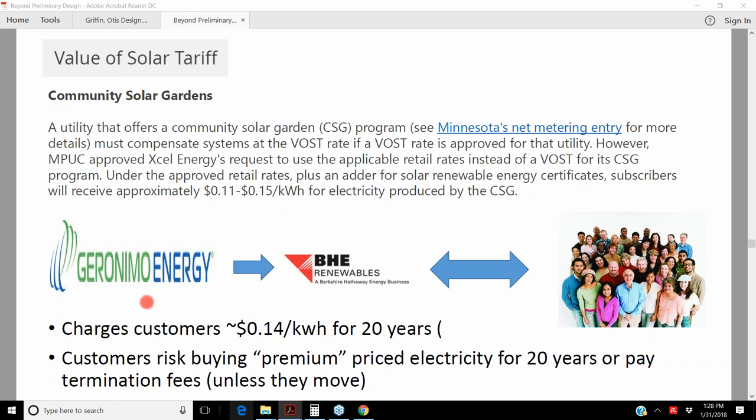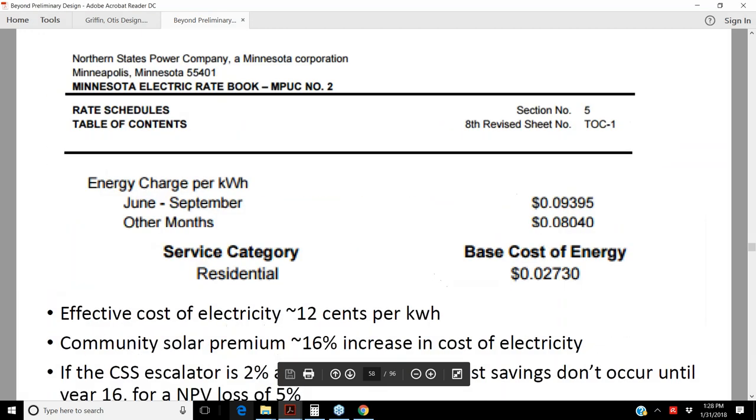What these projects are doing is, we see from the SunShare program and from the Geronimo Energy program, that these projects are charging customers about 14 cents a kilowatt hour for 20 to 25 years, or maybe it's 13 cents with an adder each year. What's the price of energy in Minnesota? Well, we look up their rate schedule, and the electric bill is around 9 cents, and then the distribution fee brings it up to about 11 to 12 cents.